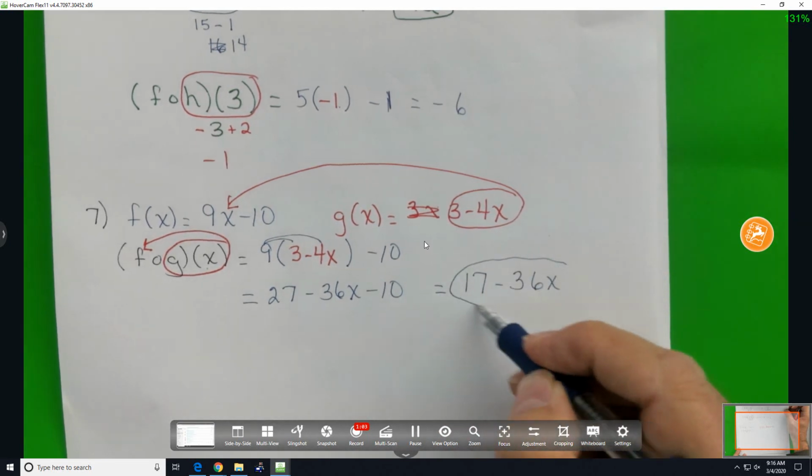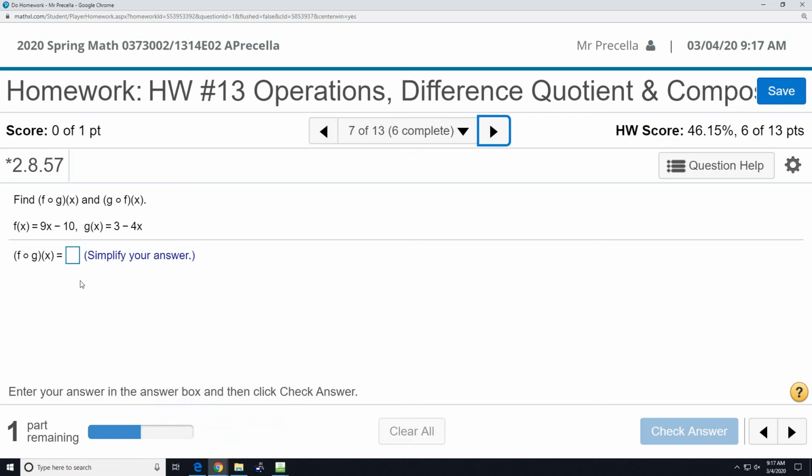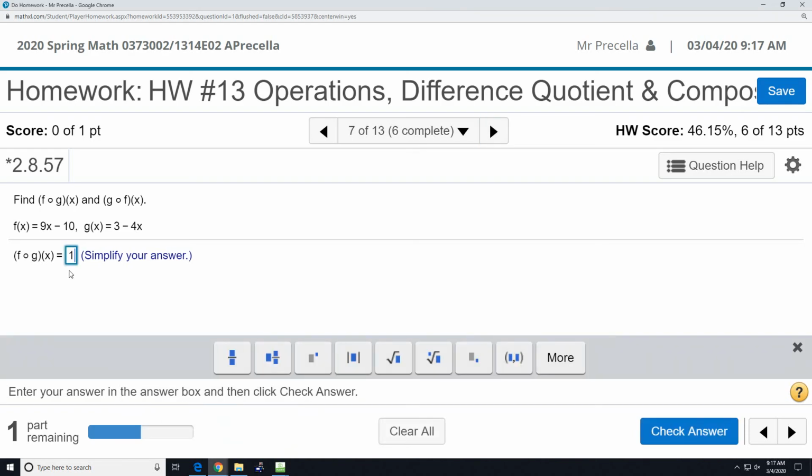Or you could write negative 36x plus 17 if you would rather do that. The important thing is do not subtract 17 and 36 and get a 19 or a negative 19. So 17 minus 36x. Let's plug that one in. Any questions there?